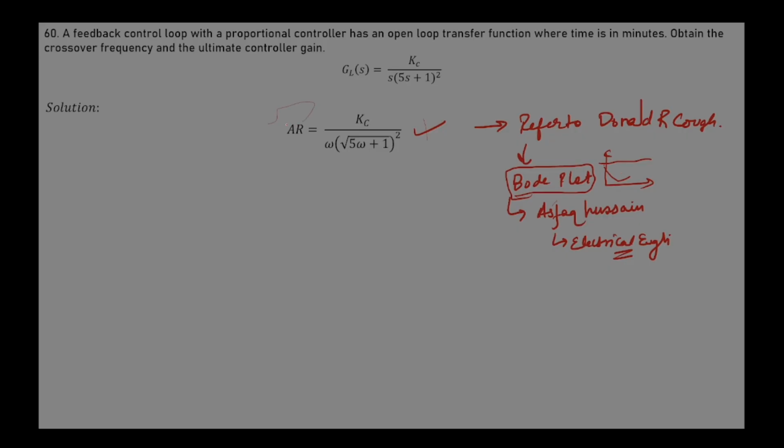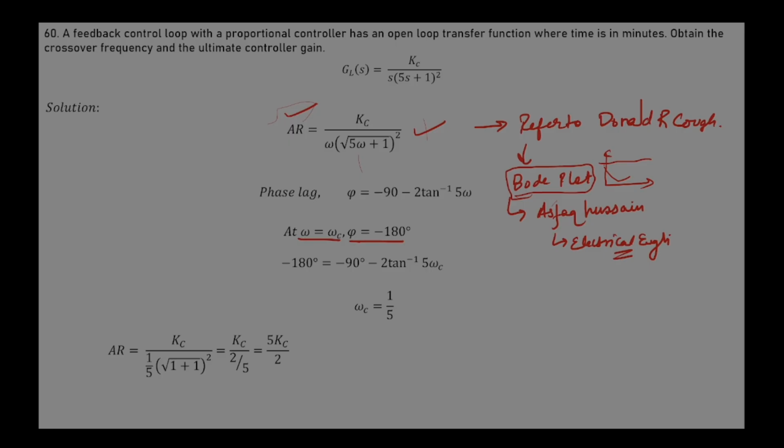Okay, so the amplitude ratio is this. Now the phase lag is this. Straightforward. Now we know that at omega equal to omega crossover, phi is equal to minus 180. So put the value of omega here. Put omega crossover here, and we'll get the ultimate gain. The ultimate gain is this. So, straightforward.